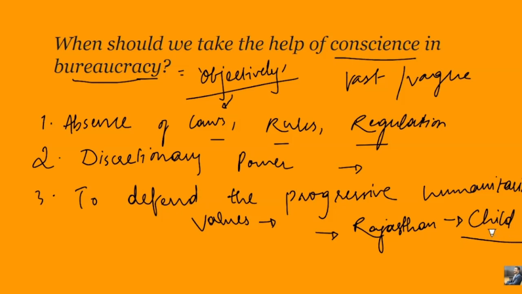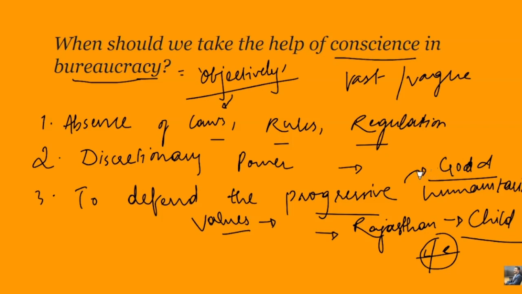Here, being the values of that particular society, because child marriage is a kind of traditional custom that is prevalent in certain parts of our country, that is true. And since it is a violation of progressive humanitarian values, sometimes though it might not be mentioned in the objective laws, rules and regulations, one has to resort to the help of conscience to stop or defend the progressive humanitarian values, so that the good can be achieved in the society. Justice can be established in the society.